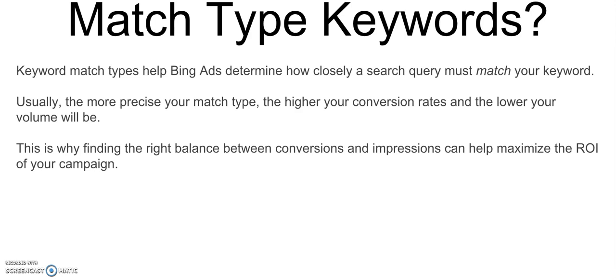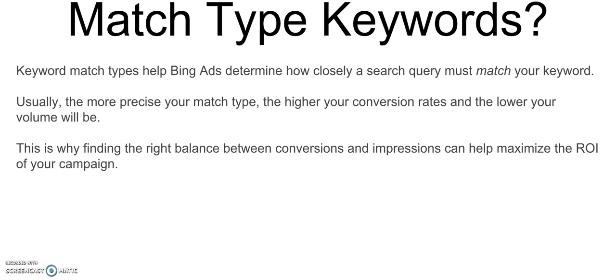So this is where strategy comes into play. Finding the right balance between conversions and impressions can help maximize the ROI of your campaign. Sometimes you may see really high volume but really poor conversions. Well, that could be fixed very easily with the correct match type.